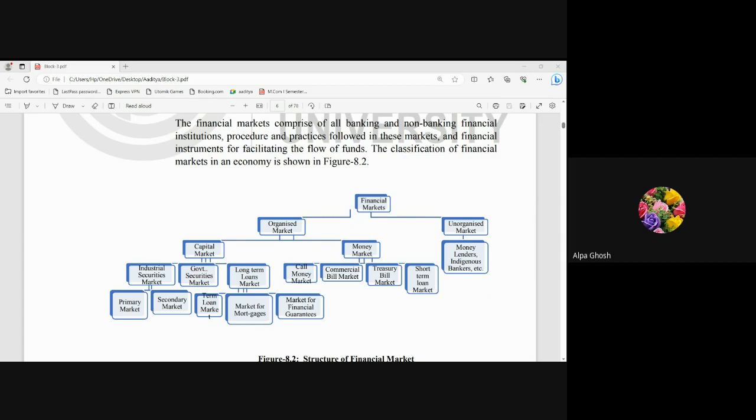So what we are going to study now is related to the framing of guidelines and policies for other banks. Okay.